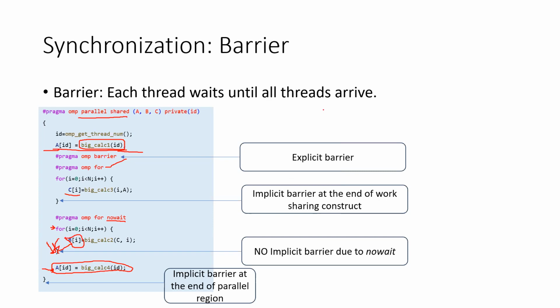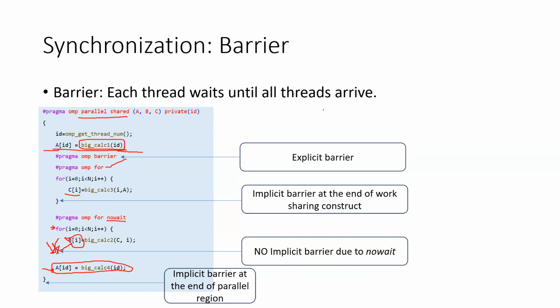Sir, one thing: let's suppose we have 10 threads. If we don't write nowait, then all 10 threads will be used to calculate B, right? But if we use nowait, then maybe 8 threads are used to calculate this and the next 2 threads move ahead. Is it like this?